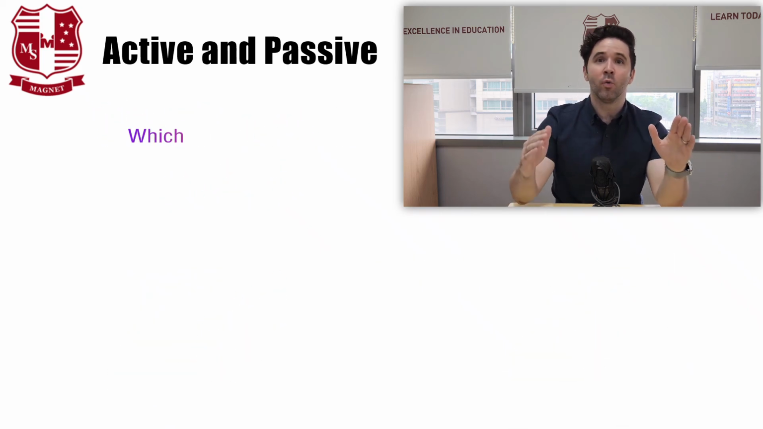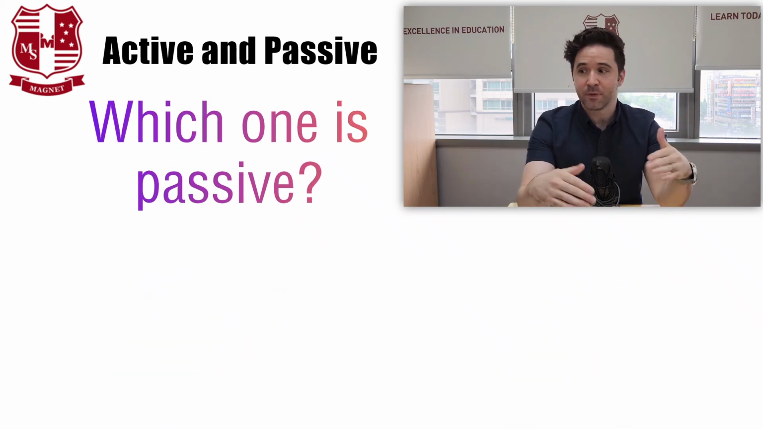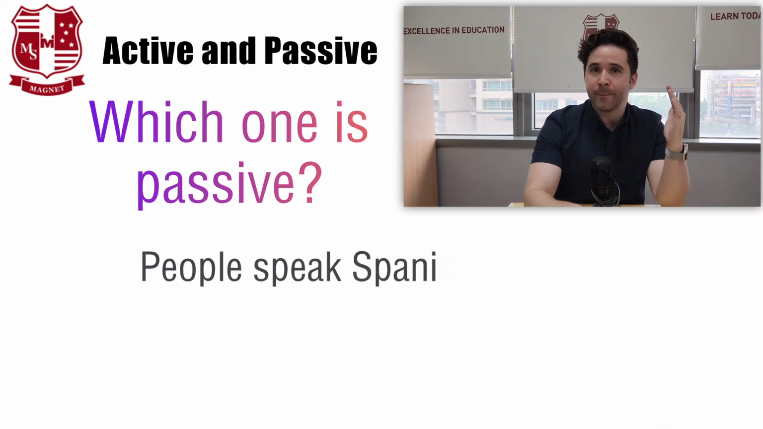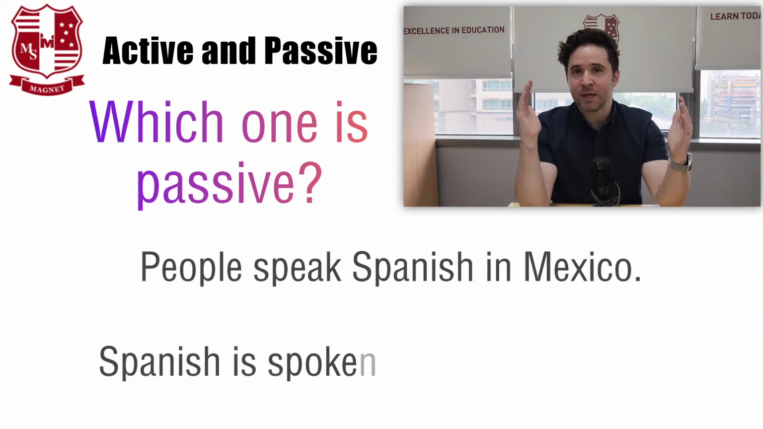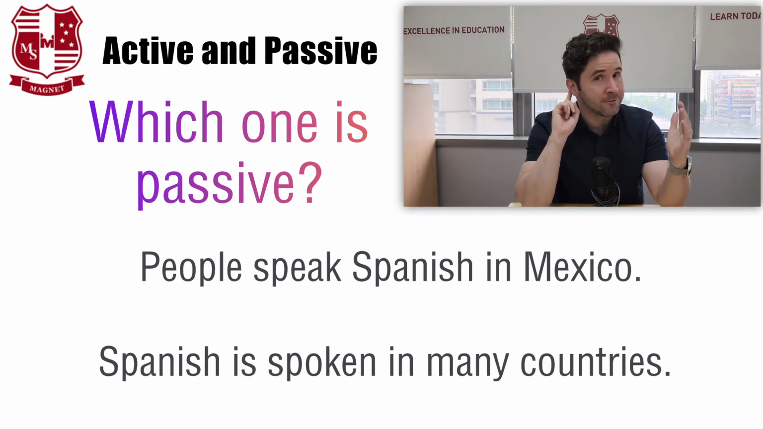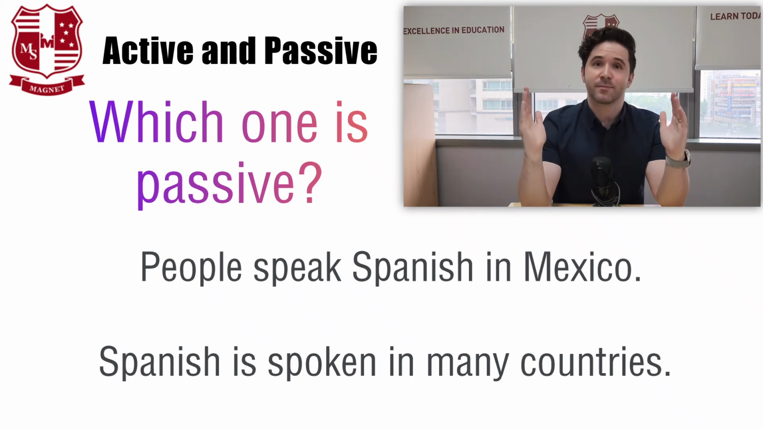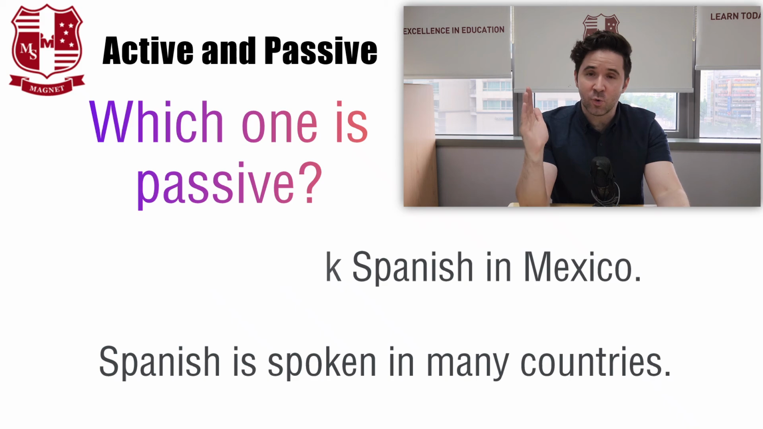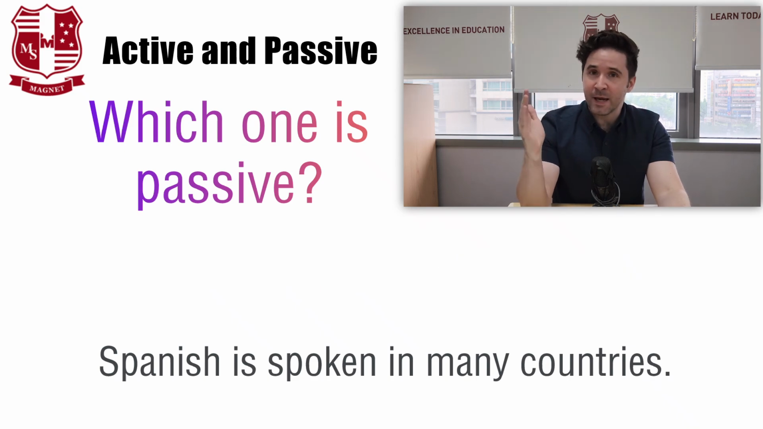Okay, last one. Which one is passive? People speak Spanish in Mexico. Spanish is spoken in many countries. Which sentence is a passive sentence? I want to hear you tell me the first one or the second one. I want to hear you through the screen. First one or second one? The second one is the passive sentence. Spanish is spoken in many countries.